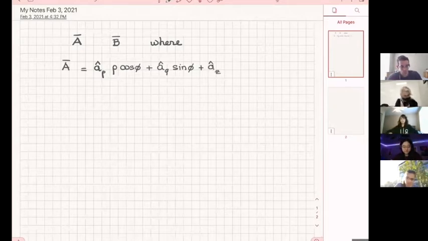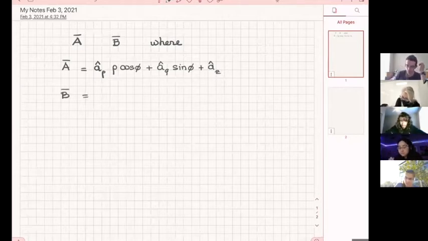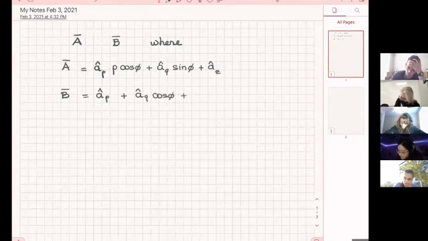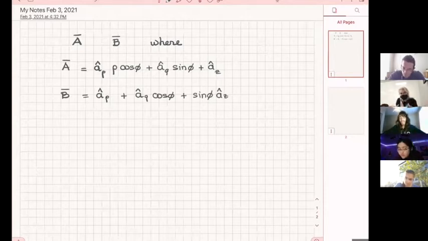Okay, and then let me give you another one. B equals A sub rho plus A sub phi cosine phi plus sine phi A sub z. Okay, I just made them up, to tell you the truth. They don't mean anything. It's just mathematics.